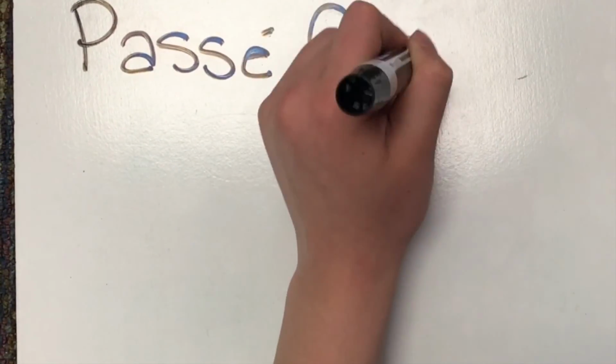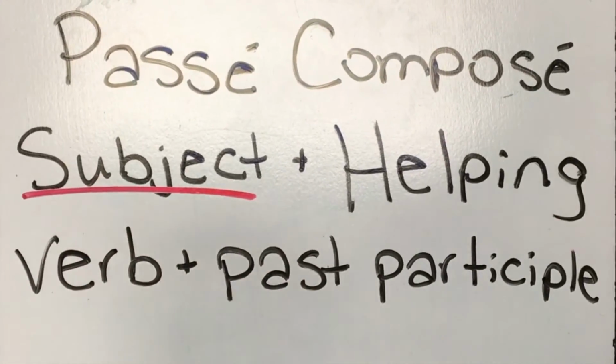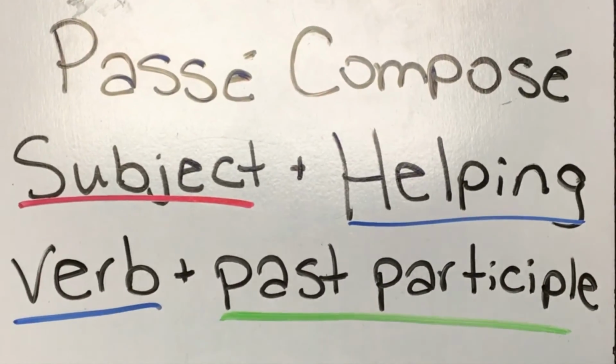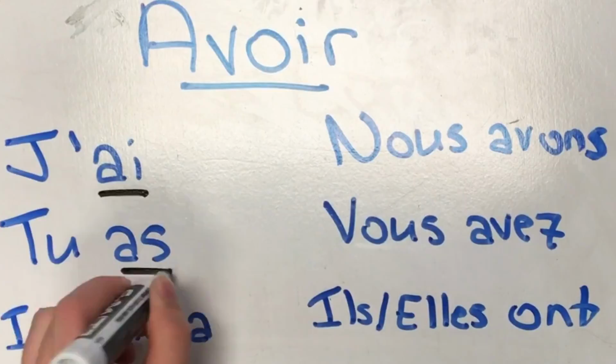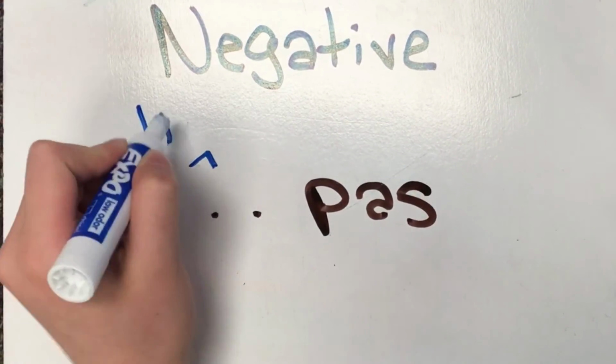When using avoir in the passé composé, don't forget that there are three parts: subject, helping verb, and past participle. Remember to conjugate avoir to agree with the subject. And for negatives, put the ne pas around the helping verb.